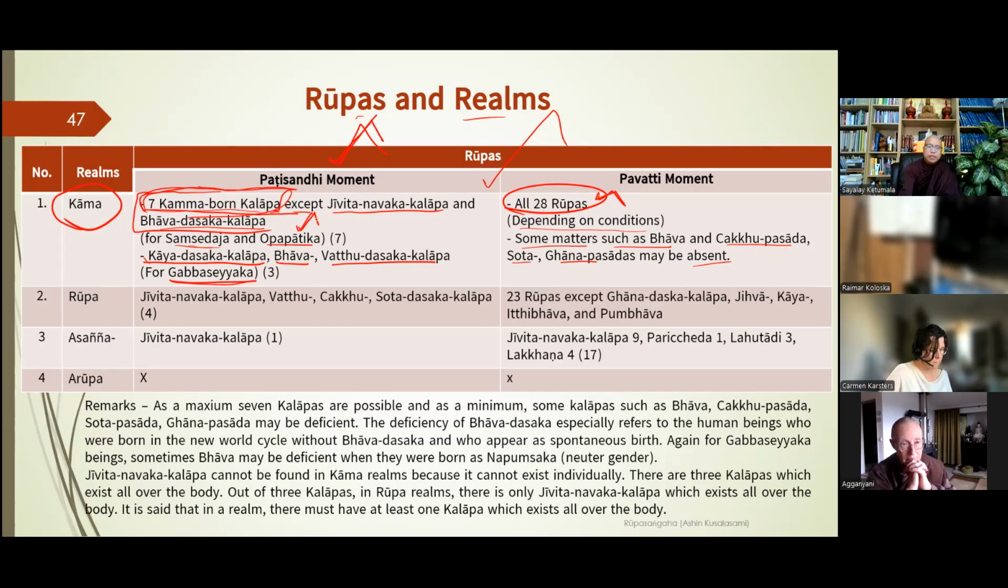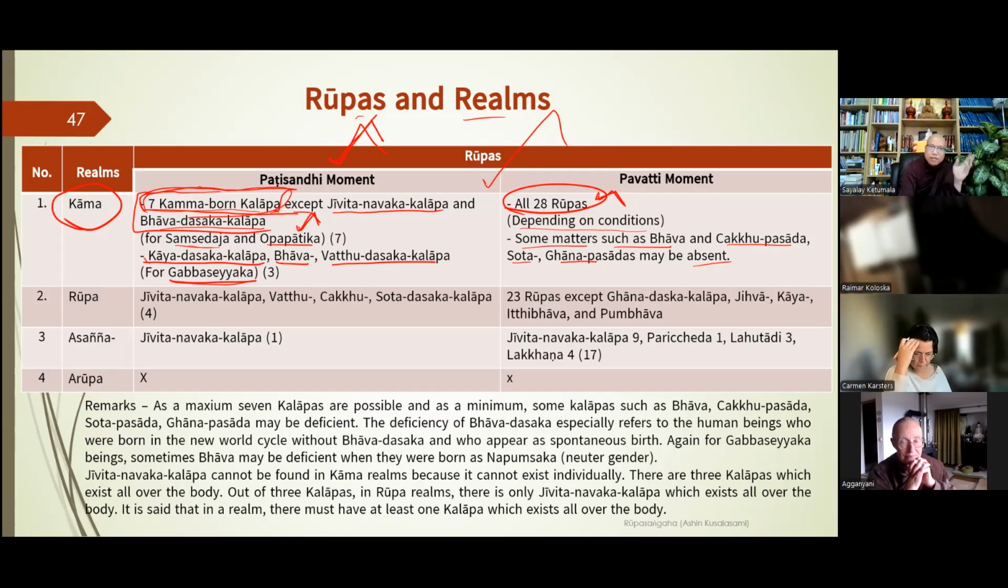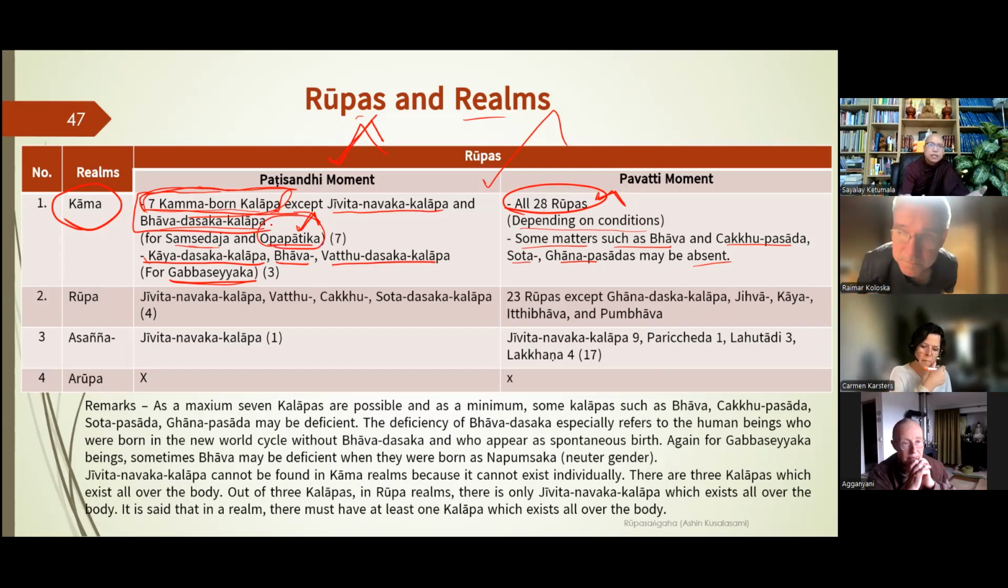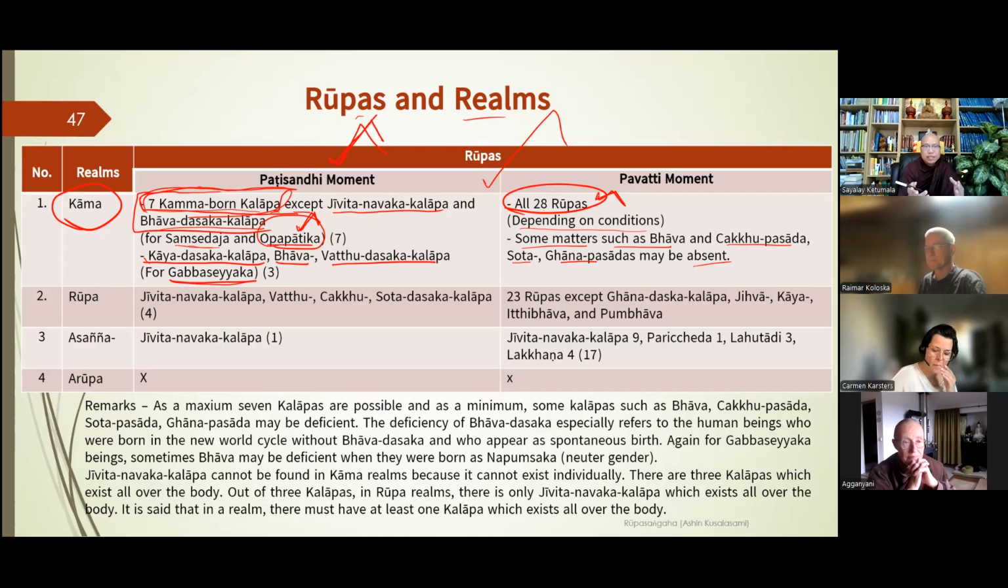For the Opapatika devas, it is said that when they were born, they were born as a grown-up person. You can imagine that. Without eyes, it is not called a grown-up person. Without ears, or without hands. Because of that, Opapatika beings, and Samsedaja too, but I don't understand exactly about the Samsedaja beings.